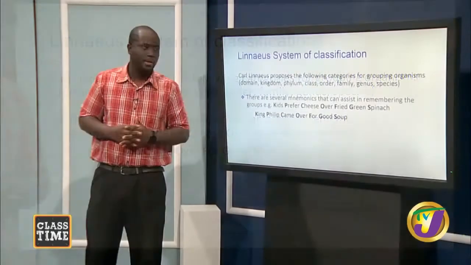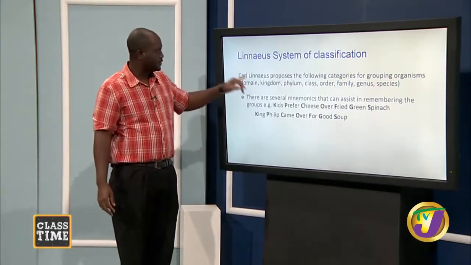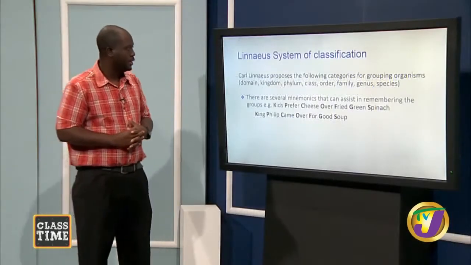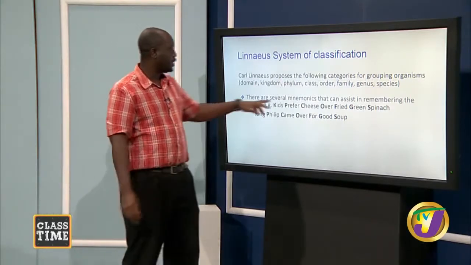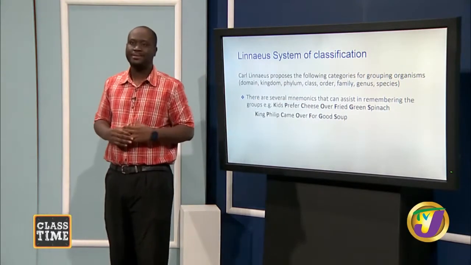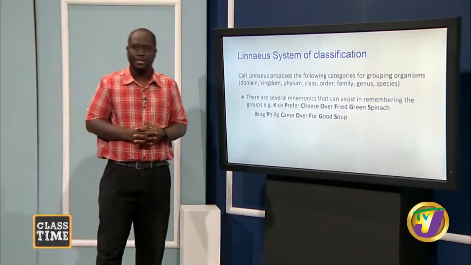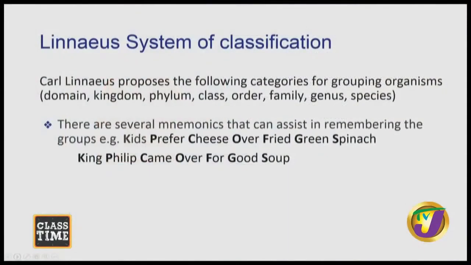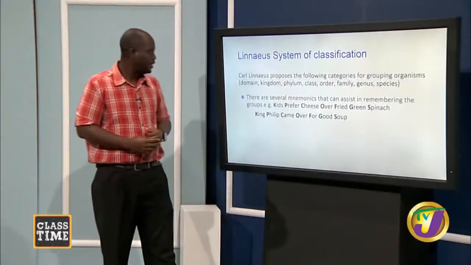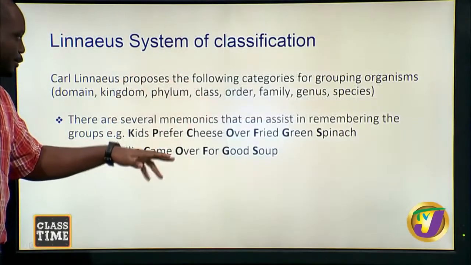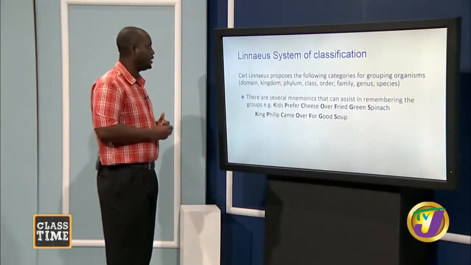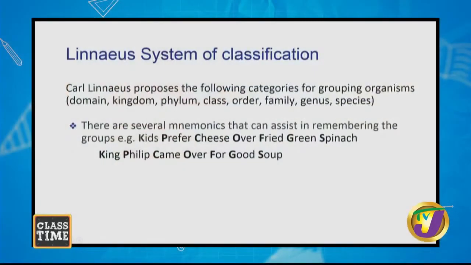And you need to know the order in which they are placed. You need to know that phylum comes after kingdom, class after phylum, and so forth. You need to know the order in which they appear. There are mnemonics that can help you to remember the order in which they fall. Some of these are: Kids prefer cheese over fried green spinach, or King Philip came over for good soup. And you can make up your own. Get creative so that you can remember the order in which the hierarchy comes.